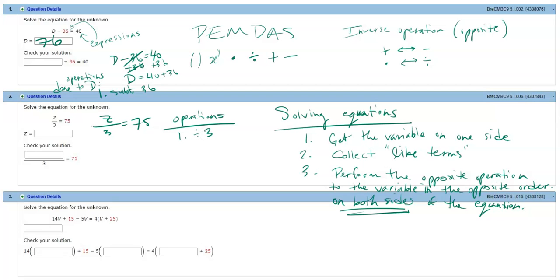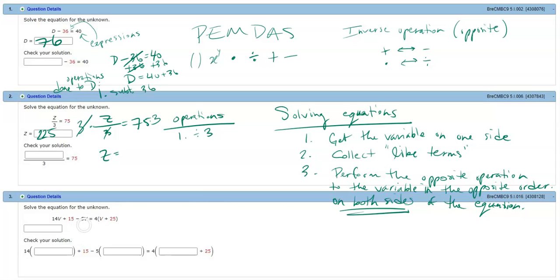And so we would like to multiply both sides of this equation times 3. On this side, times 3 divided by 3, they would just cancel. So we have z on this side. Here goes 75 times 3, which happens to be 225. So we will go with that one.